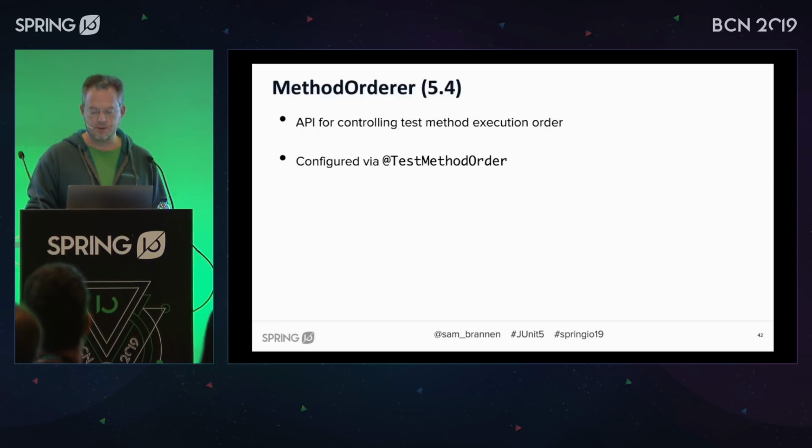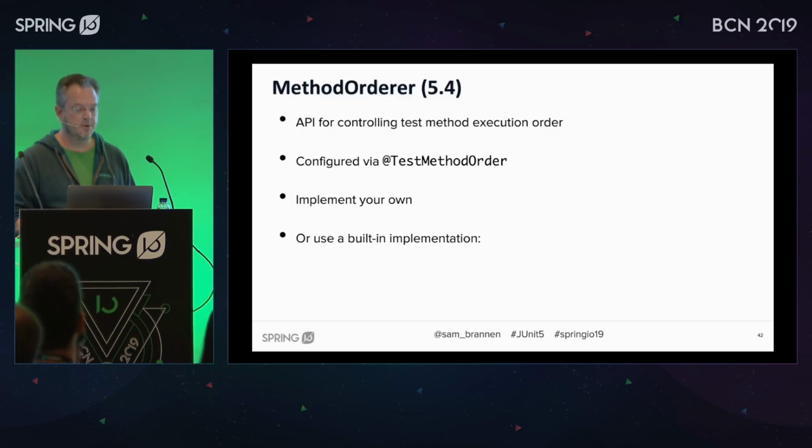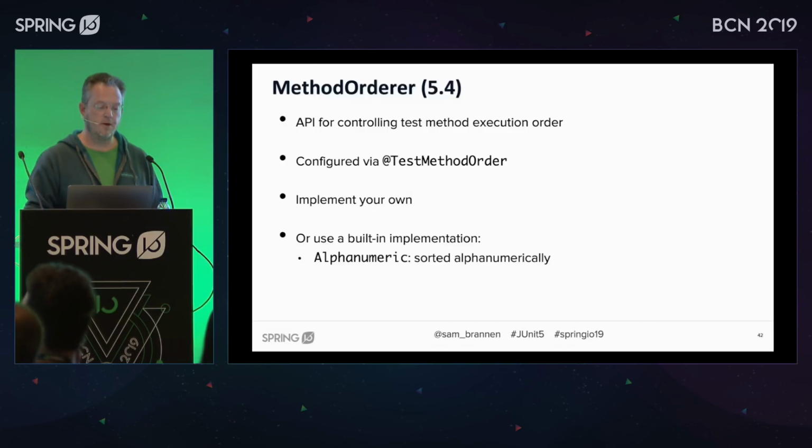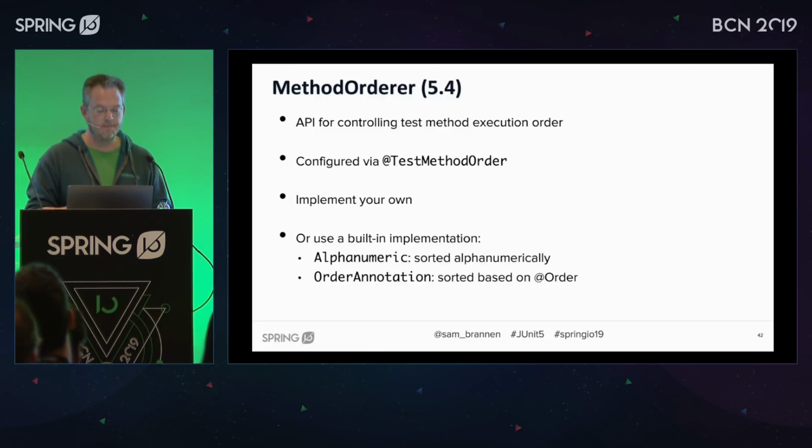And the way you can do that is use @TestMethodOrder. You can implement your own or use one of the built-in ones. We have alphanumeric, which sorts the methods by their names and optionally by the parameters if they have the same name. There's the order annotation one, which allows you to specify @Order and specify the number, like 1, 2, 3, 4, and say run them in exactly this order.